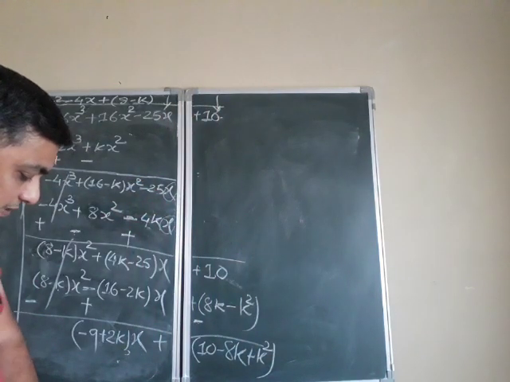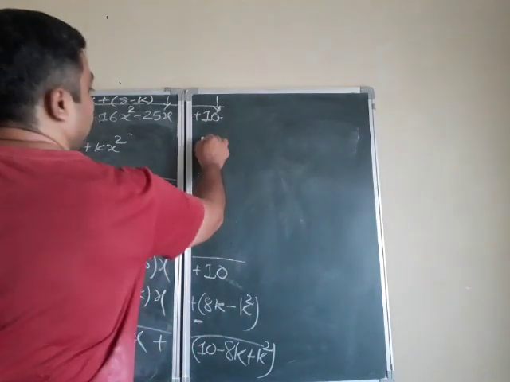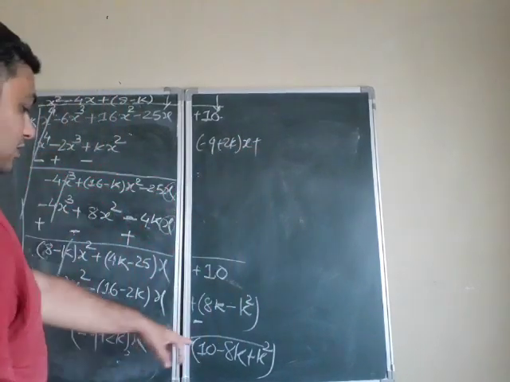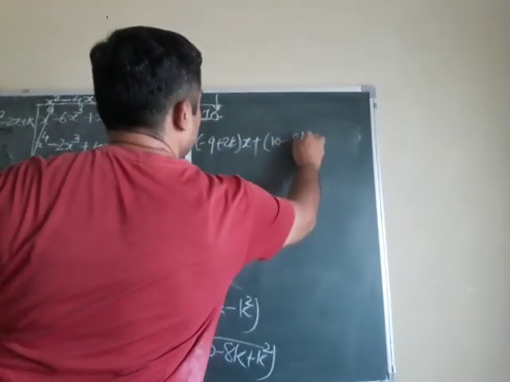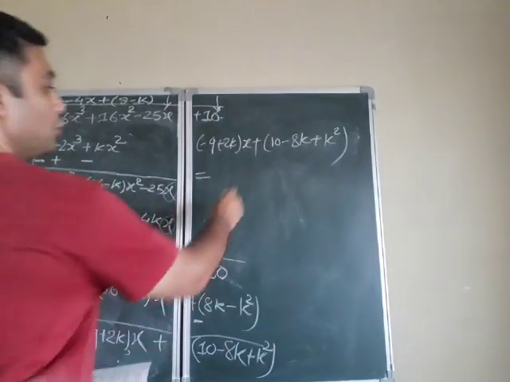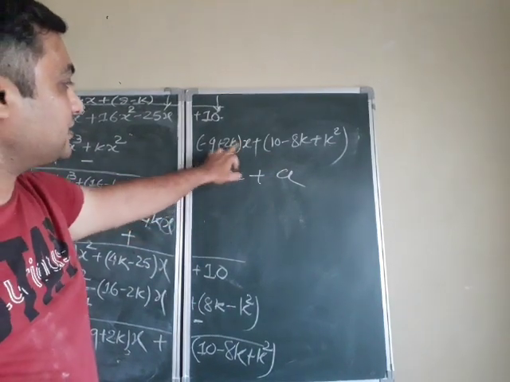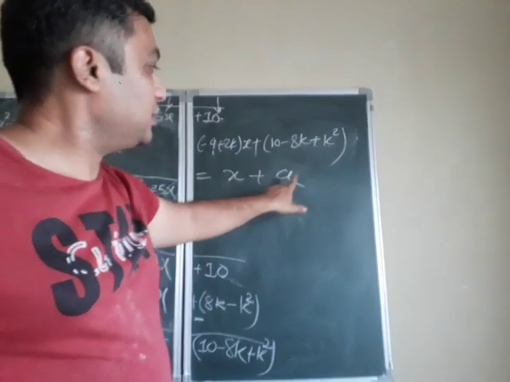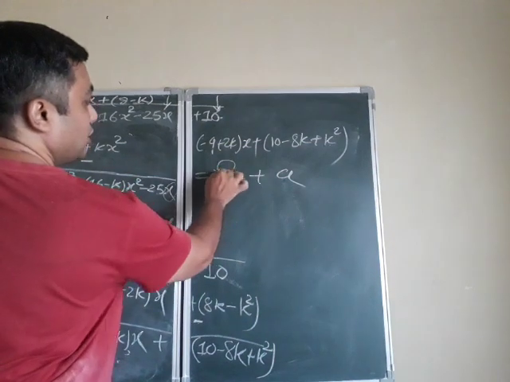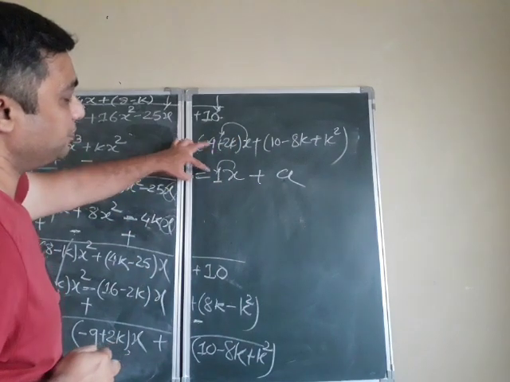The data is: if the polynomial is divided by another polynomial, the remainder comes to be x plus a. Here you are getting your remainder minus 9 plus 2k into x plus 10 minus 8k plus k square. And see the data, your remainder is equal to x plus a. So this remainder you can compare with x plus a. Terms of x and terms of constants. This constant is equal to a and this is equal to this. Clear? So see here, what is the coefficient of x here? Nothing. Nothing means 1. So here the x coefficient is this.